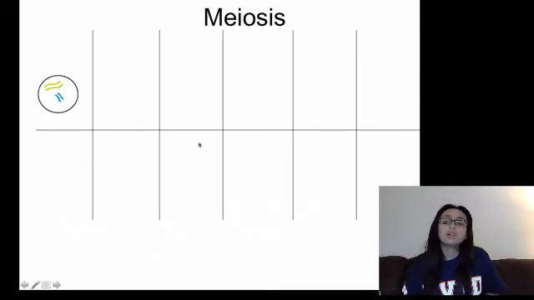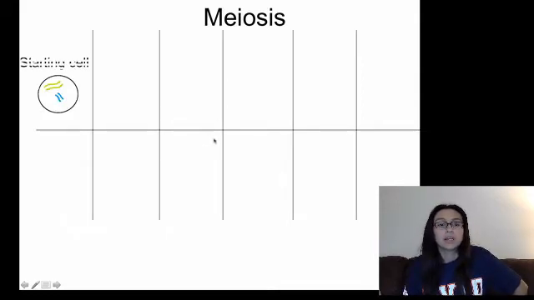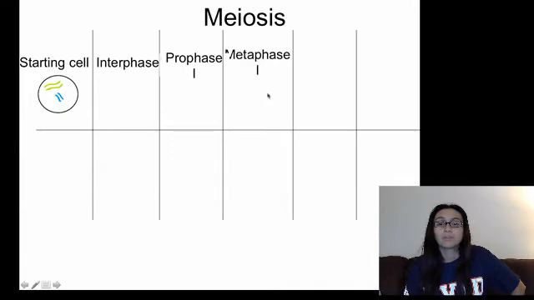All right, so for meiosis, we have our starting cell. There's an interphase for meiosis. There's prophase 1, metaphase 1, and if you remember PMAT, you should be able to finish the rest of this on your own here, but of course I will help you out. Anaphase 1 and telophase 1.